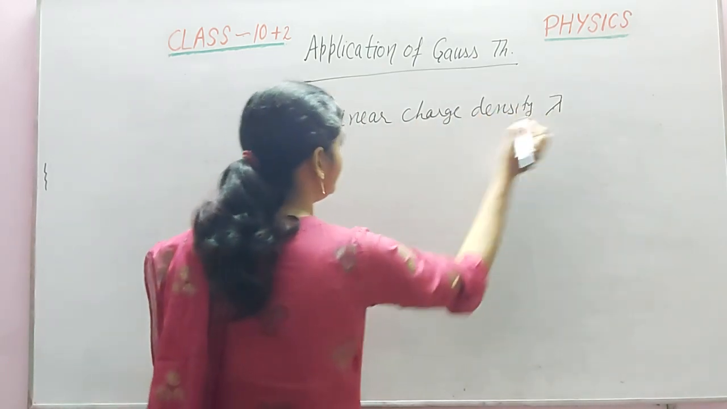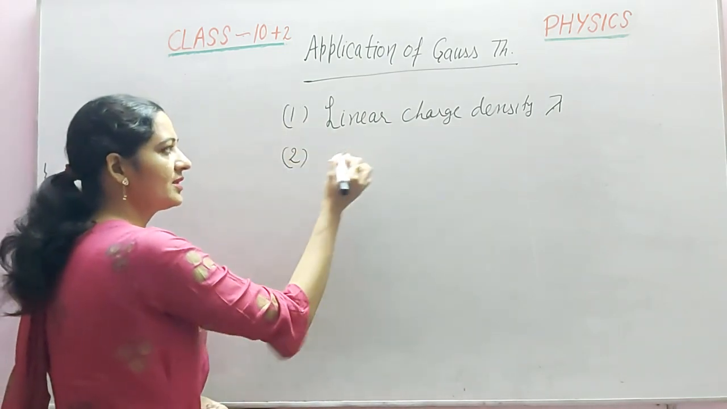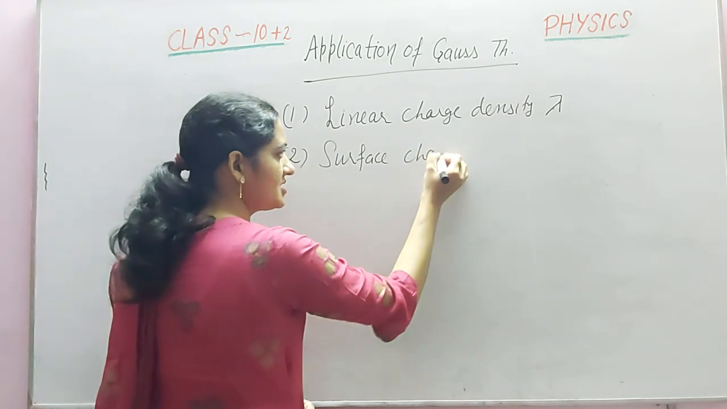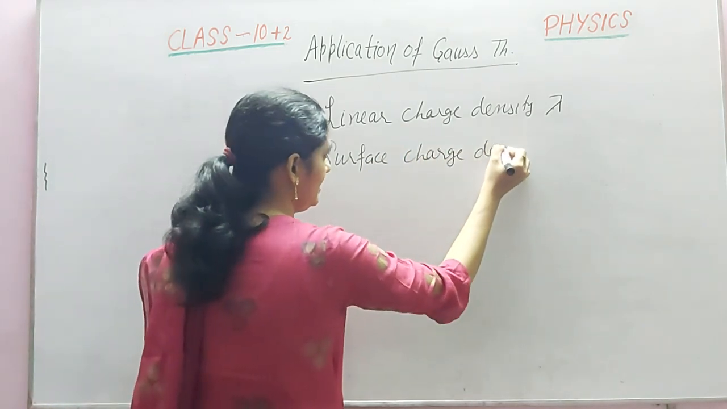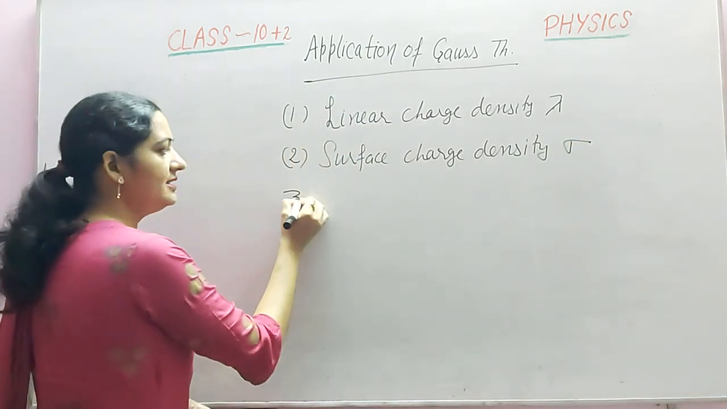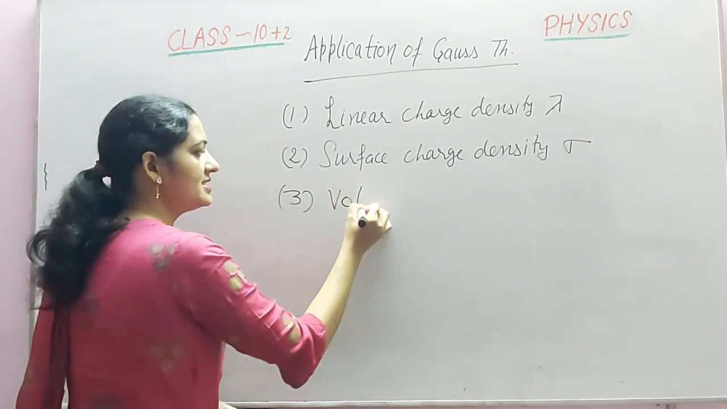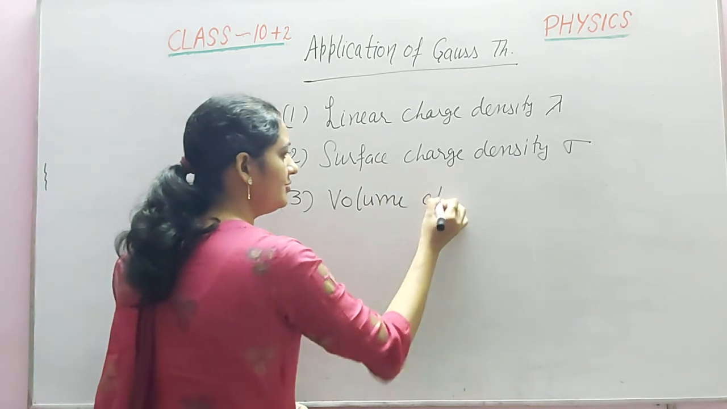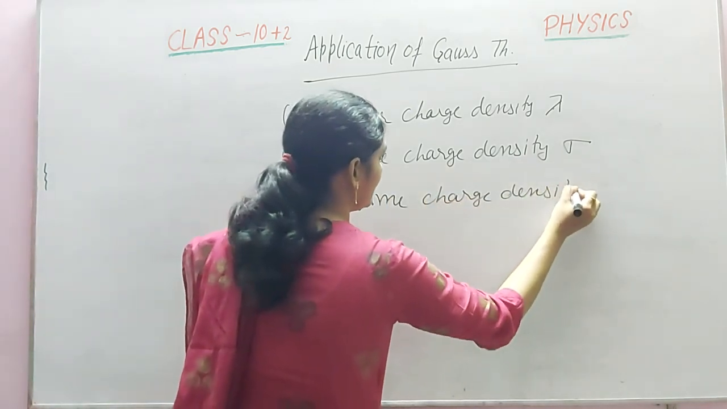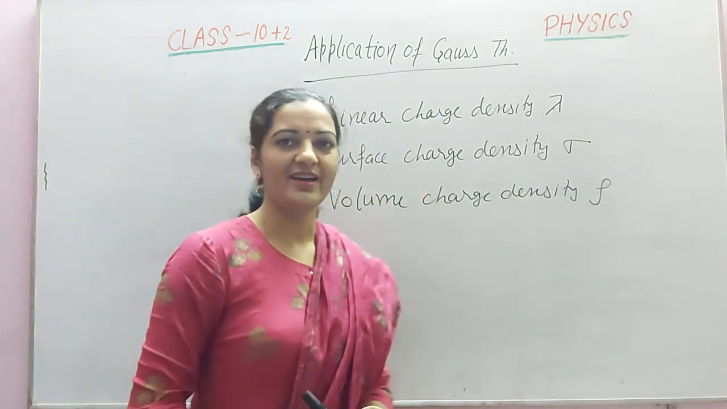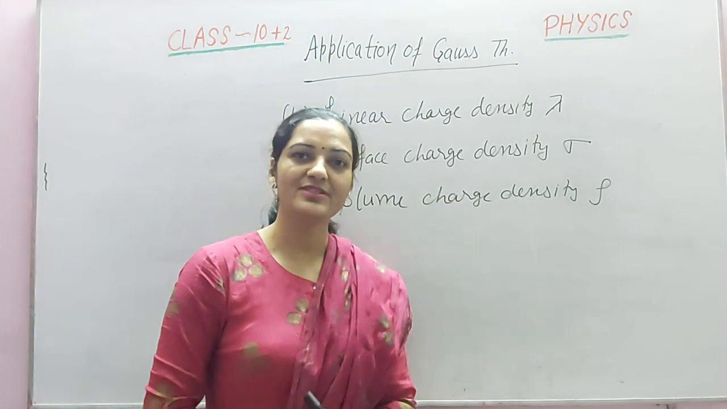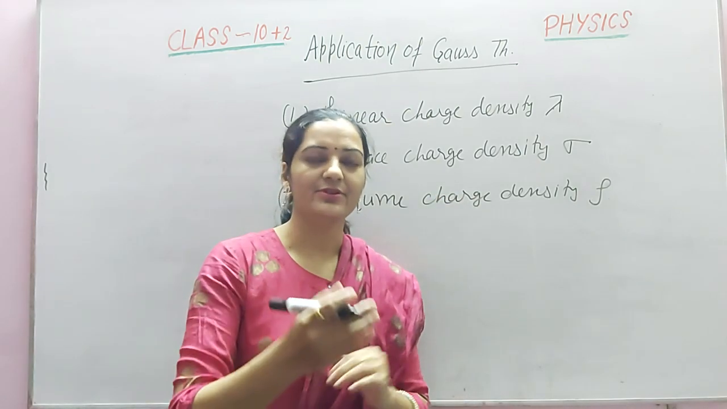that is lambda. Second is surface charge density, that is sigma. And third is volume charge density, that is rho. I know that you have done this in the previous unit. Even then I want to revise.